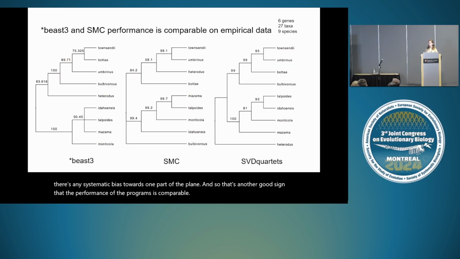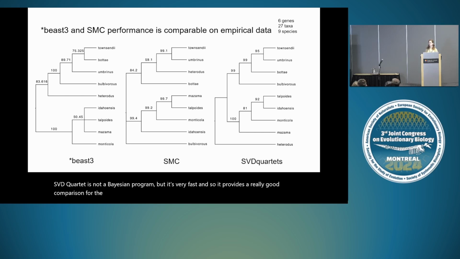I'll end by talking about a couple of empirical examples. For this first data set, we chose a data set with 9 gopher species, 6 genes, and 27 taxa. I'm showing here the consensus trees from a StarBeast3 run as well as an SMC run. I'm also showing the bootstrapped SVD quartets tree. SVD quartets is not a Bayesian program, but it's very fast, and so it provides a really good comparison for the other programs.